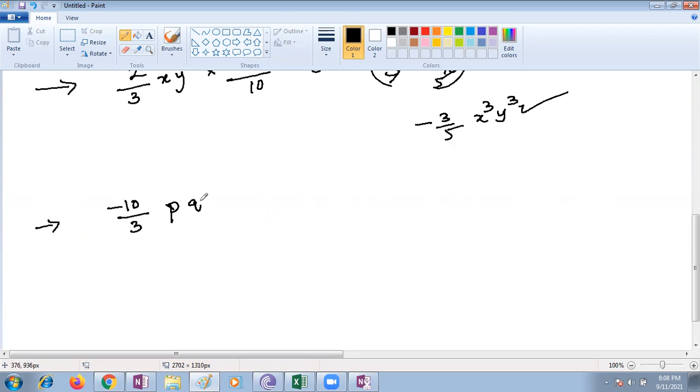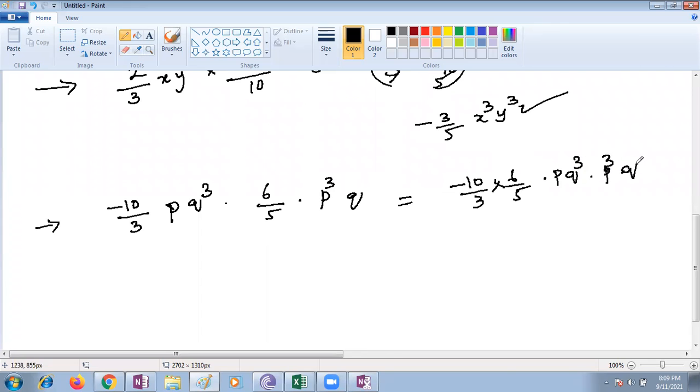Minus 10 by 3 P cube multiplied with 6 by 5 P cube. Nitya, can you give the answer for this question? Yes, ma'am. First, we should do minus 10 by 3 into 6 by 5. Very good. Okay, then what is the variable part? It is P. P to the power 4.